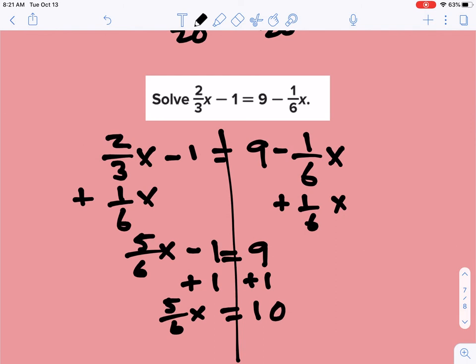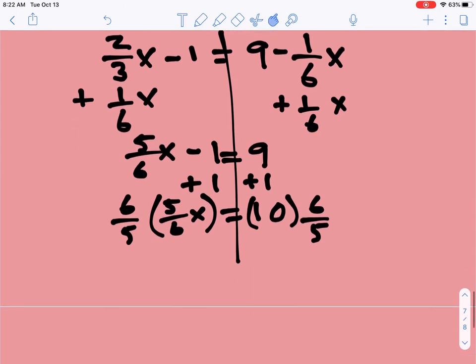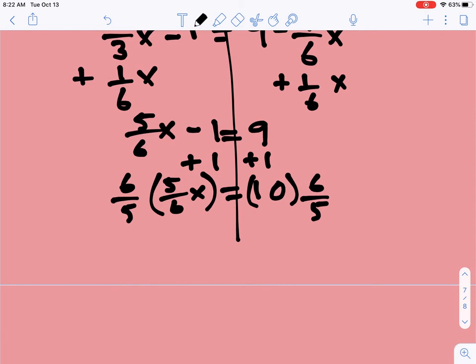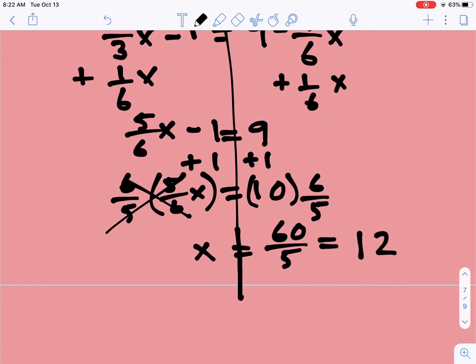So remember, when you have a fractional coefficient, you always get it to 1 by multiplying by the reciprocal. So we're going to multiply both sides by 6/5. And then everything over here cancels, and you get x. And then 10 times 6 is 60 over 5. 60 divided by 5 is 12. All right, so x is 12.